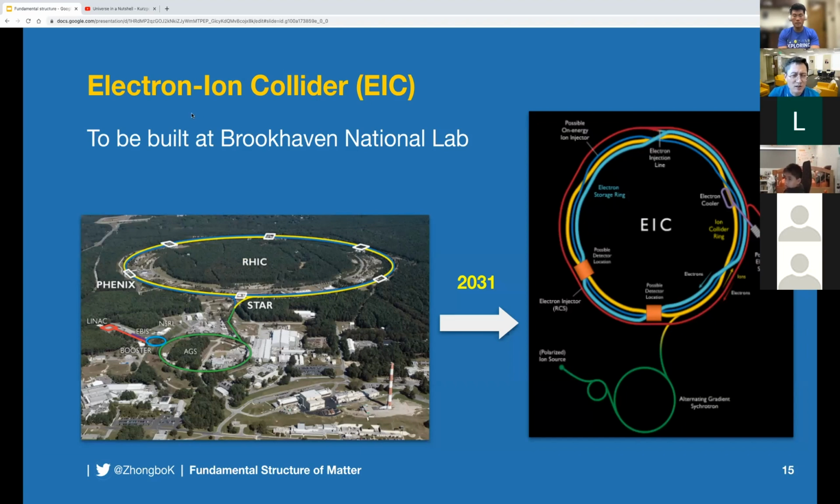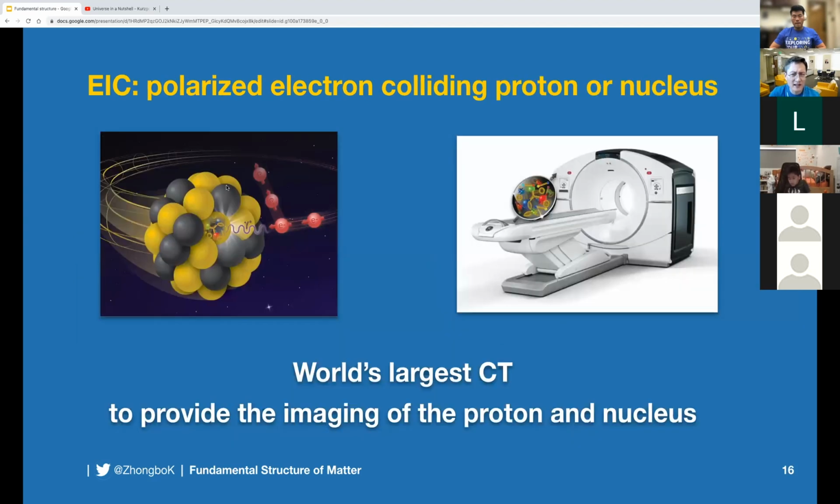So in the US, we're going to build a new collider. It's called the electron ion collider. It's going to be built at Brookhaven National Lab down on Long Island in New York State. Currently they're hosting a collider called the Relativistic Heavy Ion Collider. By 2031, this collider is going to be upgraded, repurposed and rebuilt into a new collider called the electron ion collider. You use a polarized electron colliding with either a proton or a heavy nucleus to try to understand the structure of the proton and nucleus.